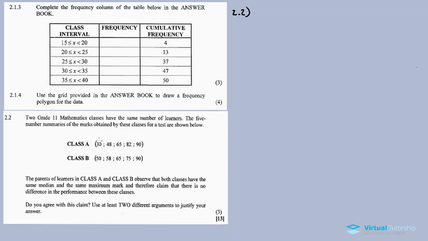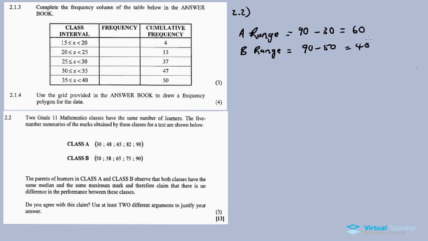Check with class A. Class A has the lowest mark of 30, and that is a fail, and then the highest mark is 90. Right, so just looking at our ranges for both classes. Let's check out class A. A range is equal to 90 minus 30, which is equal to 60, and then the B range is equal to 90 minus 50, which is what? It's 40. Yes, it's 40.